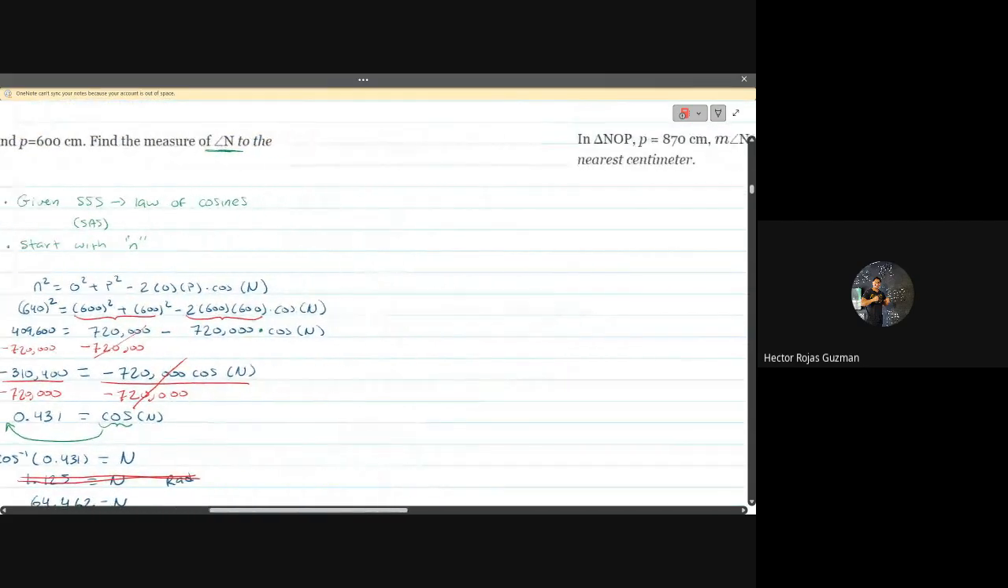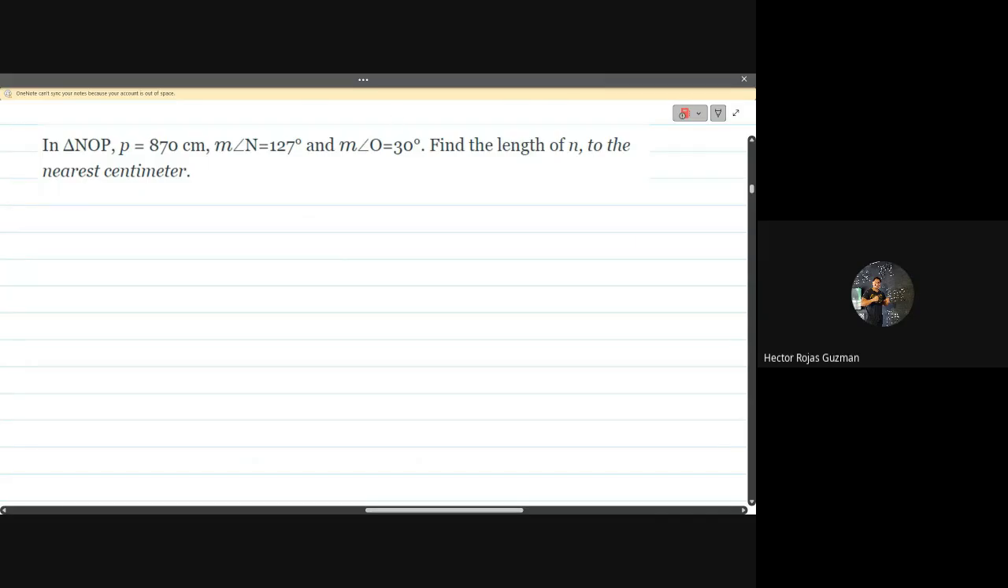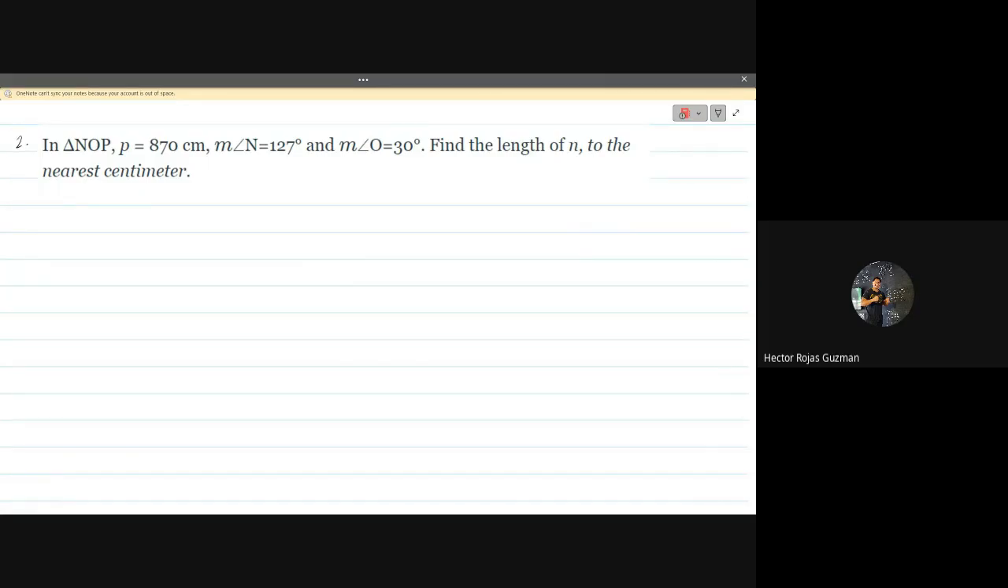Let's do one more together. This one. Number 2. Once again, we have triangle NOP, and we're given that little p is 870 centimeters. The measurement of angle N is 127, and the measurement of angle O is 30 degrees. Find the length of little n, side n.